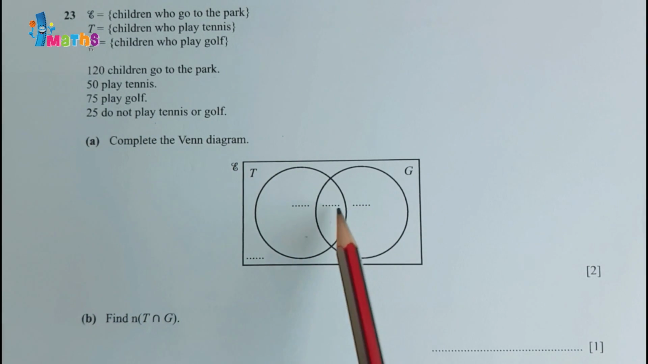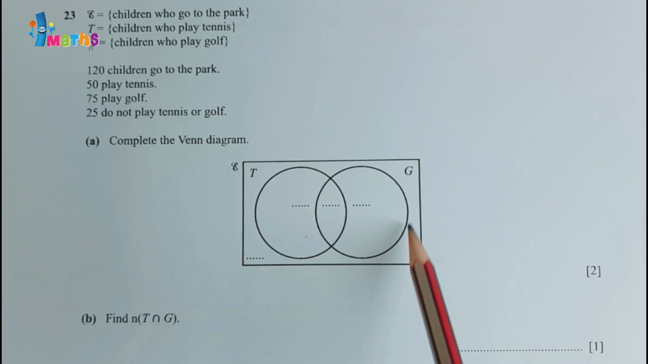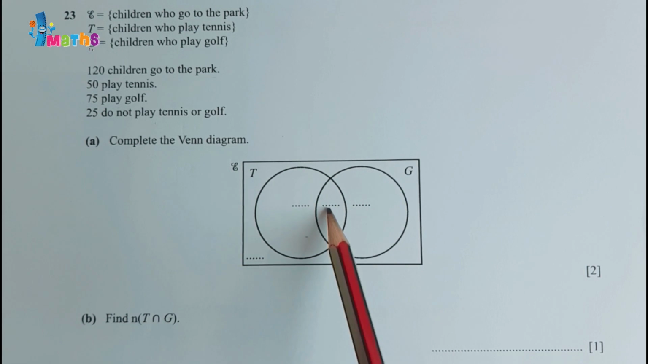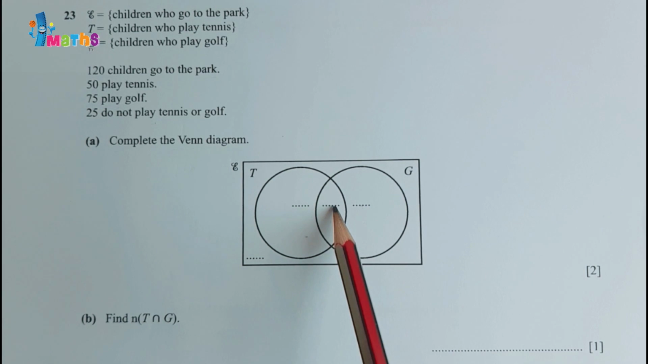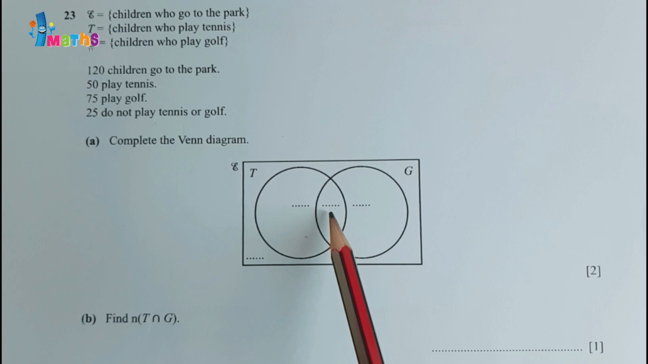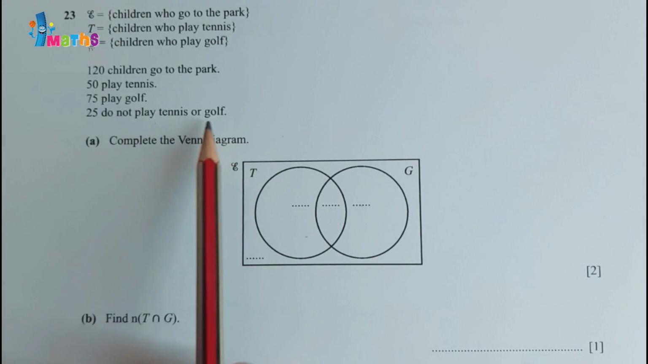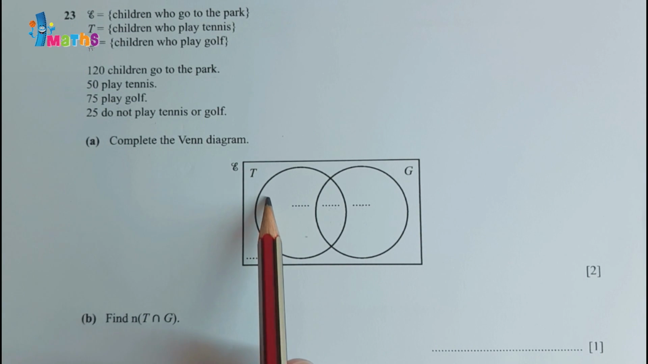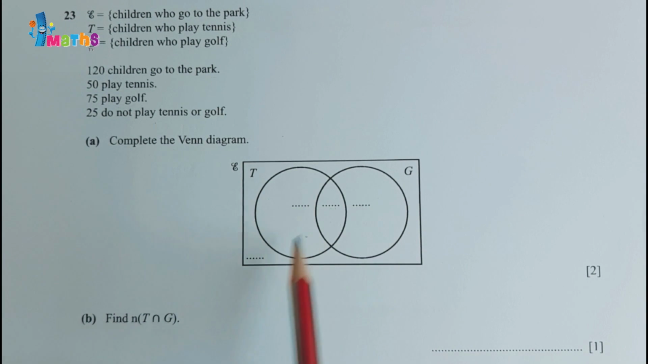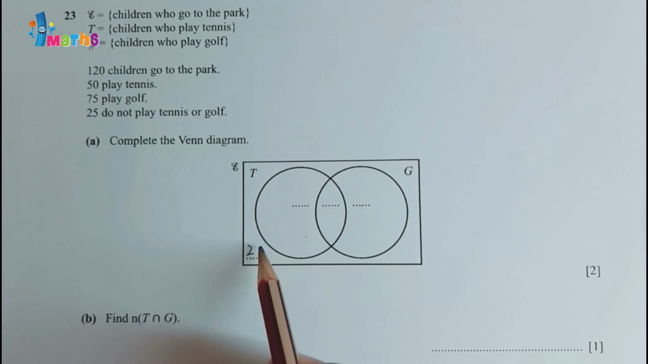75 play golf. So 75 is in this golf region, which includes these two numbers, but we don't know this middle number. And 25 do not play tennis or golf. So not playing tennis and not playing golf will be here, which is 25. So we can easily fill in this number, which is 25.